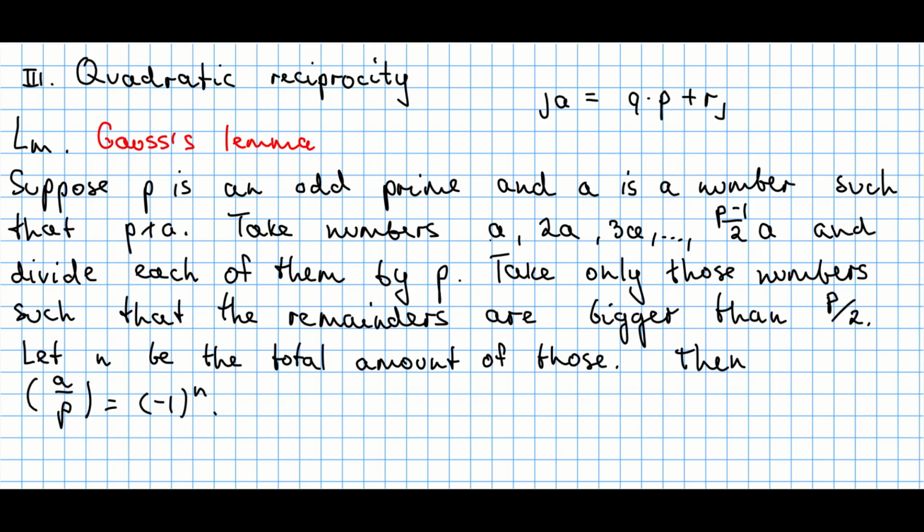And we will take from this list only those numbers such that the remainders are strictly bigger than P over 2. And the total amount of those numbers will be denoted by n. Then Gauss's lemma says that the Legendre symbol (A modulo P) is going to be equal to (-1) raised to the power of n. There are many notes I should mention while dividing each of those numbers by P, but I will discuss them throughout the proof.